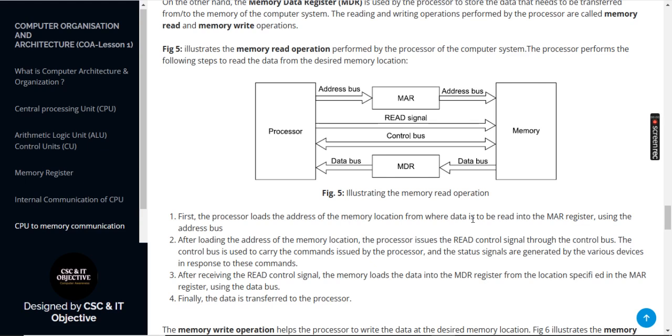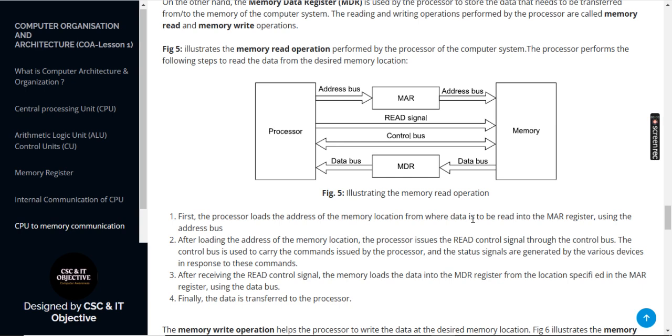Figure 5 illustrates the memory read operation performed by the processor of the computer system. The processor performs the following steps to read data from the desired memory location. First, the processor loads the address of the memory location from where data is to be read into the memory address register using the address bus.